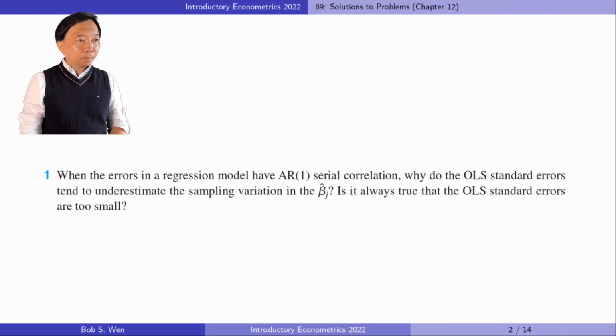Let's see problem 1. When the errors in a regression model have AR1 serial correlation, why do the OLS standard errors tend to underestimate the sampling variation in the beta? Is it always true that the OLS standard errors are too small?